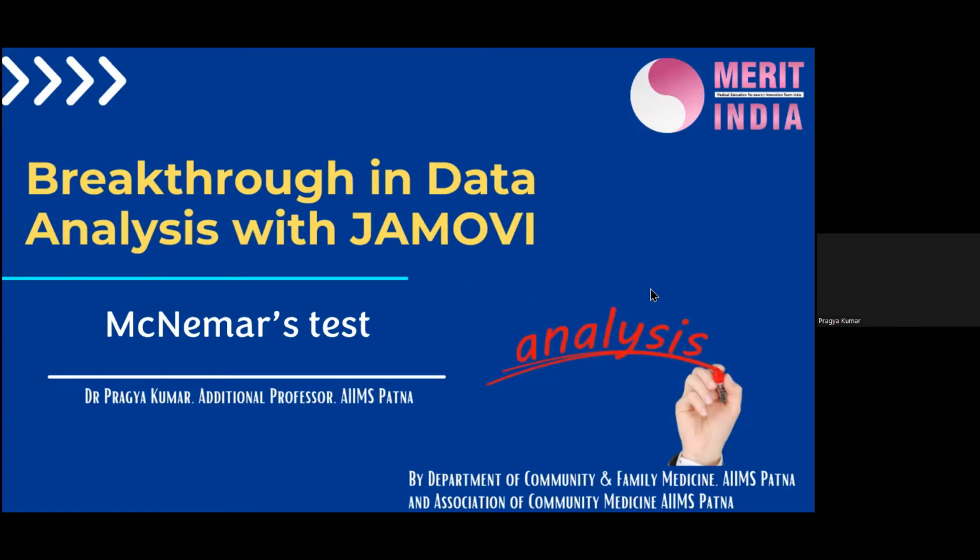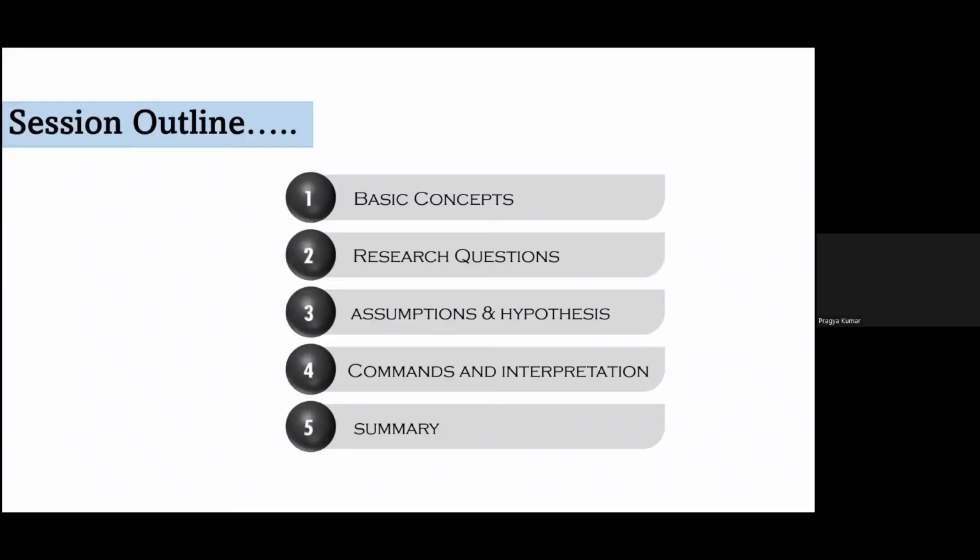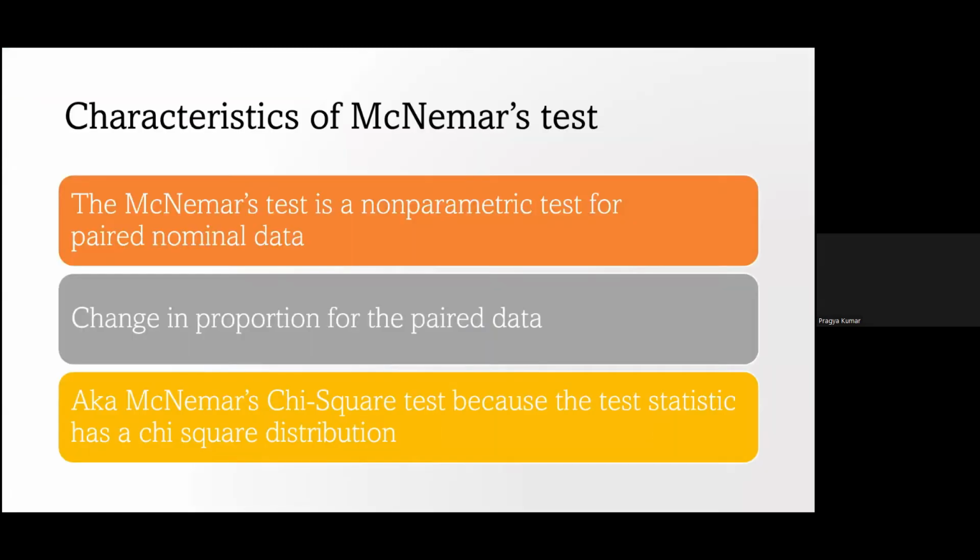This McNemar test. Now, this McNemar test, again, like all other sessions, we learned the first basic concepts, then the research questions, the underlying assumptions and hypothesis, what are the commands and how do we interpret, and then summarize the commands. So this McNemar test is again a type of non-parametric test. Like all the tests which we have done together, chi-square, various types of chi-square, it is a non-parametric test.